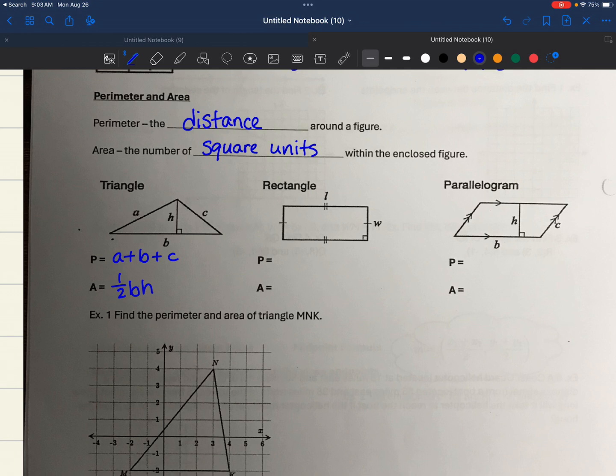and the height? They always form a right angle every time. Okay? That's how we identify base and height. All right, what about a rectangle?